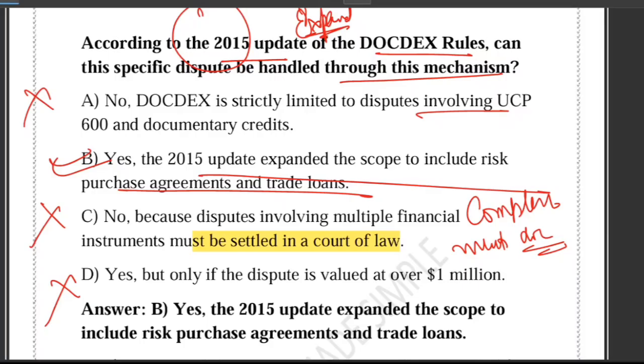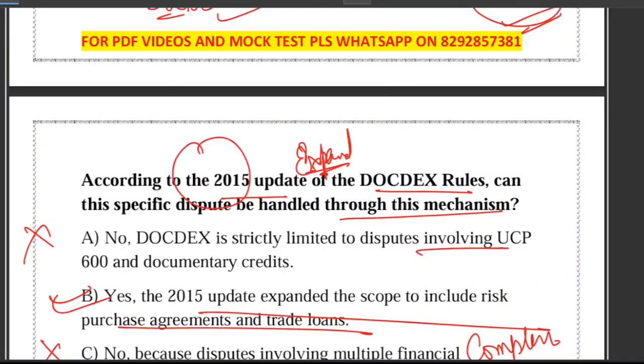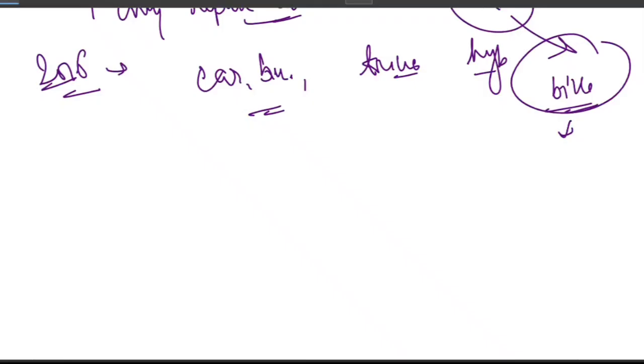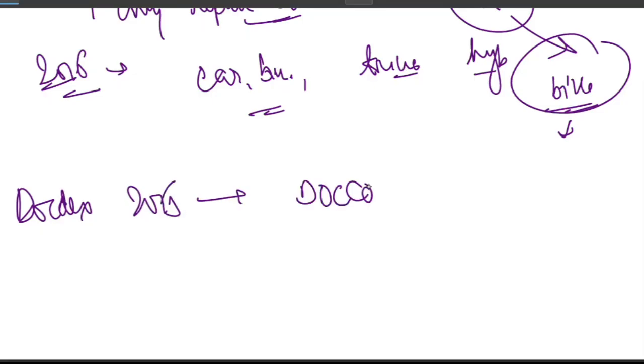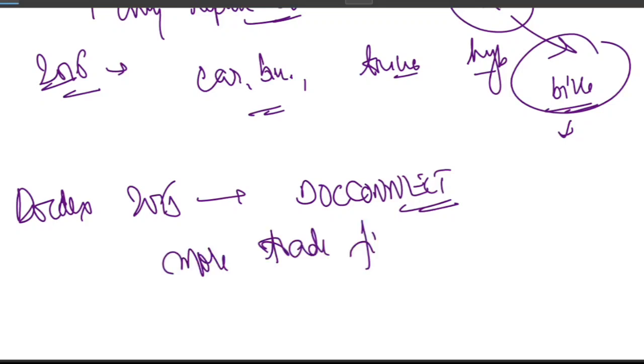So what we learned from this discussion is that DOCDEX 2015 becomes Doc Connect, right? You can think of a super easy way to remember it. DOCDEX 2015 becomes Doc Connect, meaning that it connects more trade finance documents, not just LC. If you see trade loan, risk purchase participation agreement, DOCDEX 2015 handles all these things, right?